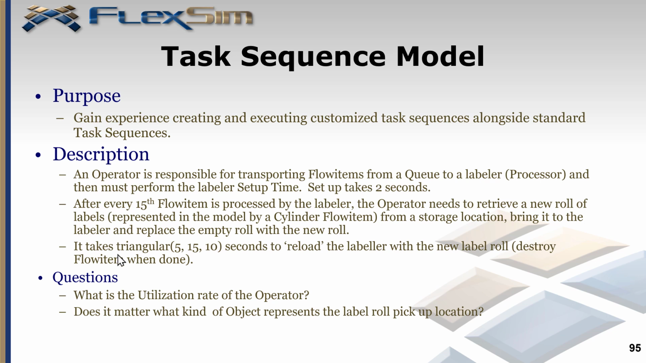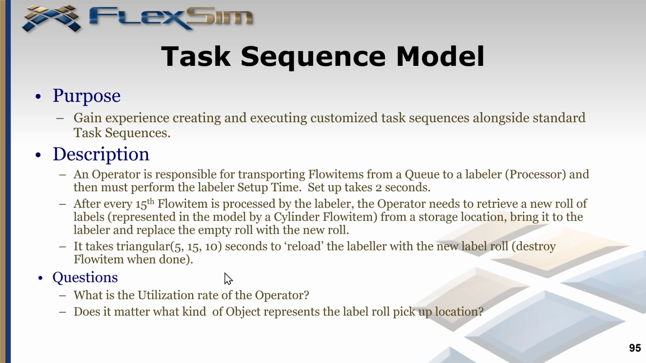It takes this number of seconds, represented by the triangular distribution, to reload the labeler with the new label roll. And then you can destroy that flow item that represents the roll when you're done. Some questions is, what is the utilization rate of the operator? And does it matter what kind of object represents the label roll pickup location? The answer to that is no. It just needs to be a location.